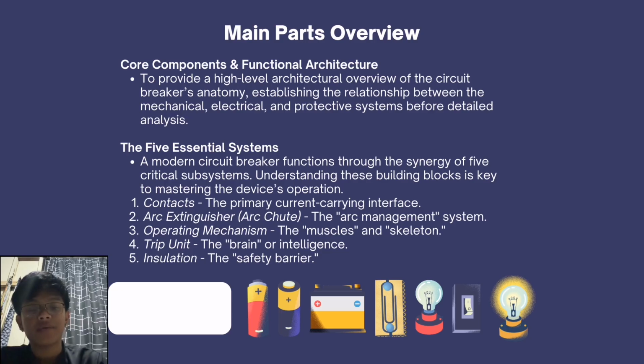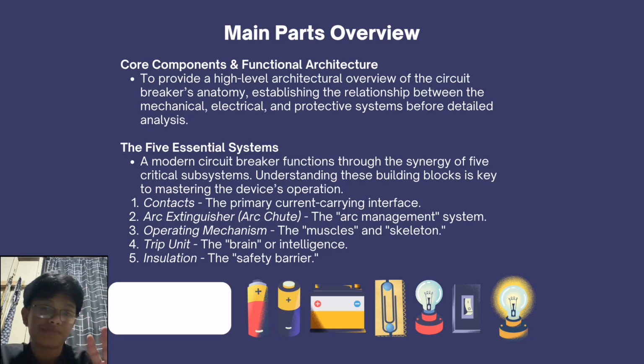Number 3. Operating mechanism. The muscle and the skeleton. The mechanical linkage and spring assembly that dictates the speed of contact separation and closure. It ensures consistent make and break operation regardless of how fast the operator moves the handle.